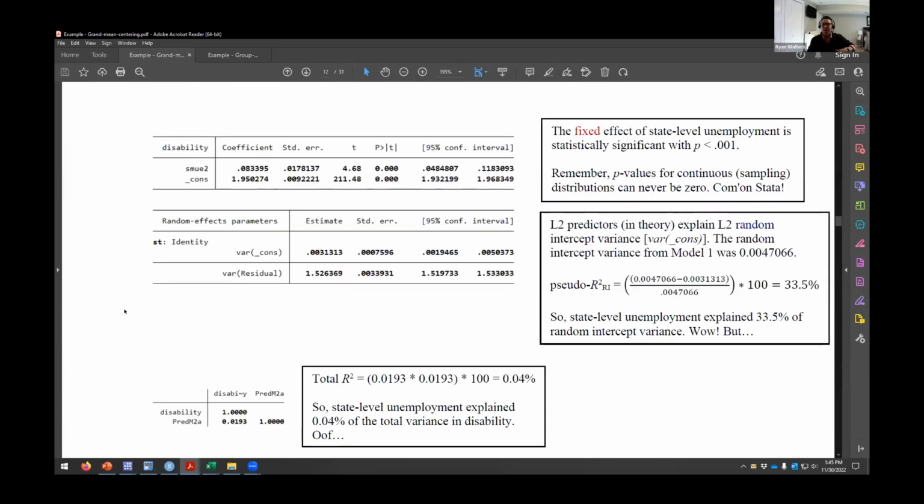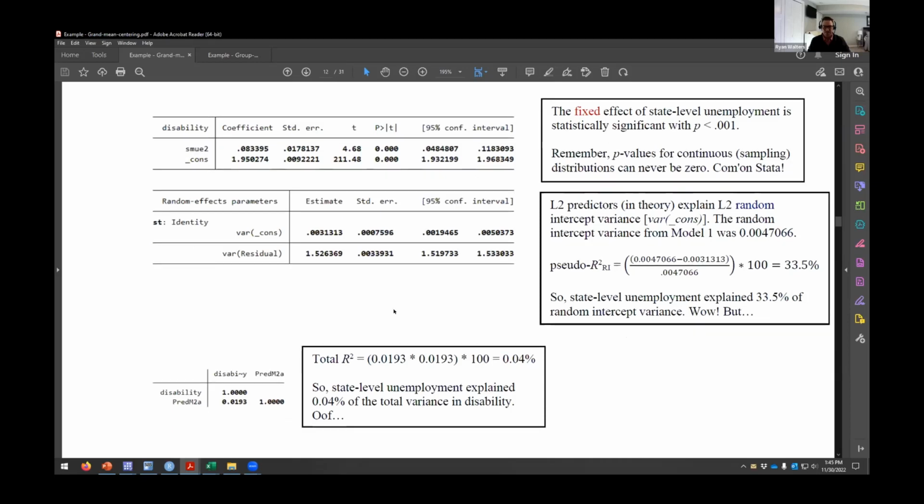So scrolling down, again, we're adding fixed effects here. So really what we care about initially is whether it's statistically significant or not. You can see that the fixed effect for state mean unemployment is 0.083. That p-value is less than 0.05, again, not 0, so less than 0.05. That coefficient indicates that for every 1% higher unemployment in a given state, the average disability score increased by about 0.08 points, which again is statistically significant.